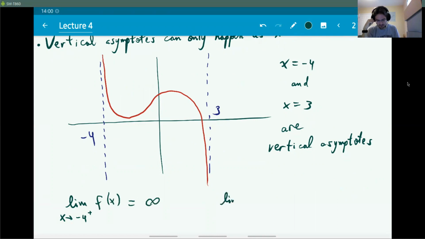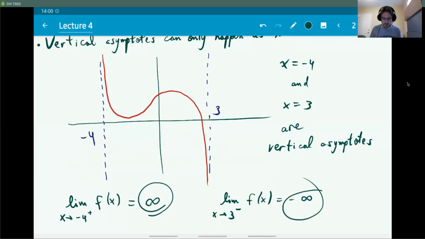And similarly, as you are approaching 3 from the left, we're going to say it's equal to minus infinity. What those mean is just that f is growing without bounds, positive here and negative here. So it's not approaching a limit, it just keeps growing. So this is the idea that connects infinite limits to vertical asymptotes.